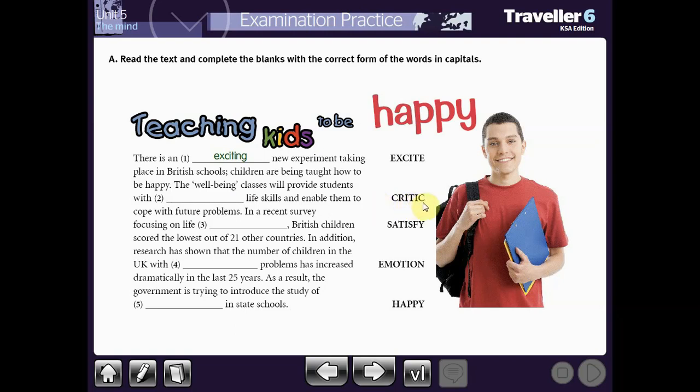What shall we do for this word? I think we should add the suffix al. So it will be critical. What's the meaning of critical? Here it means important. With critical life skills and enable them to cope with. What is the meaning of cope with? It means to deal successfully with difficult situations.